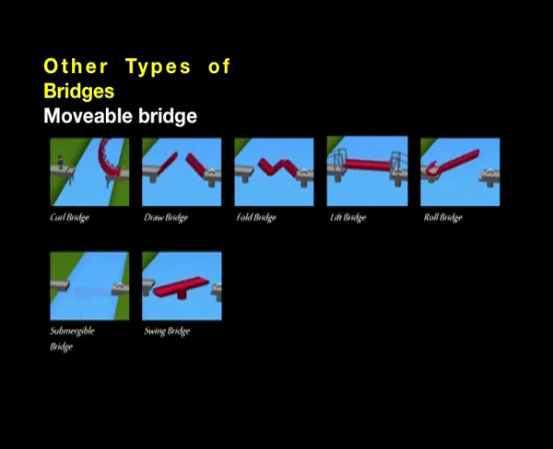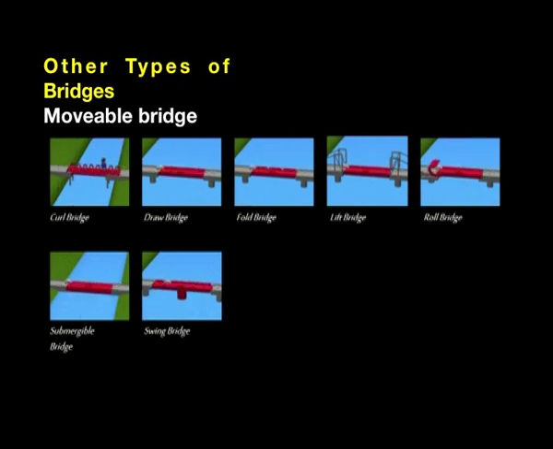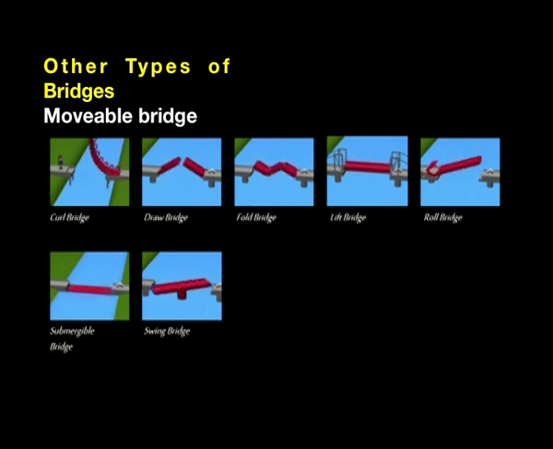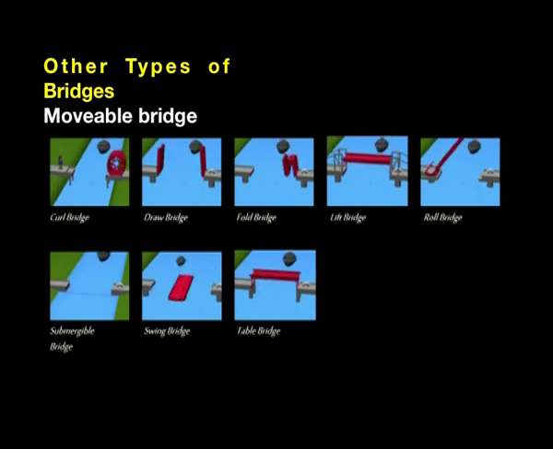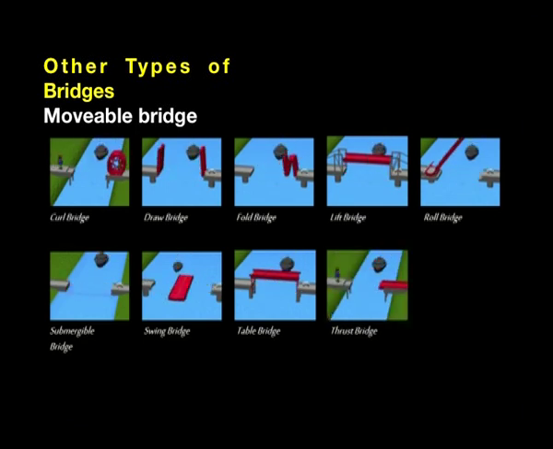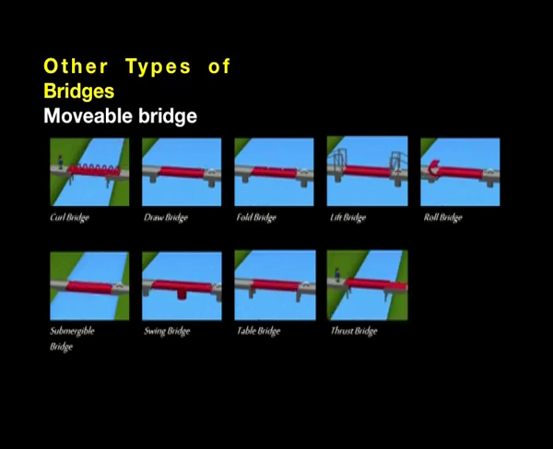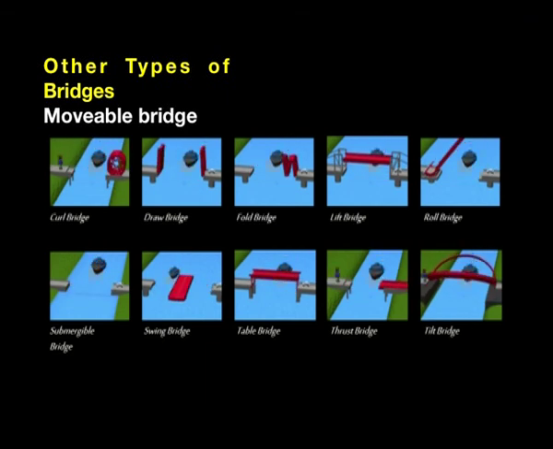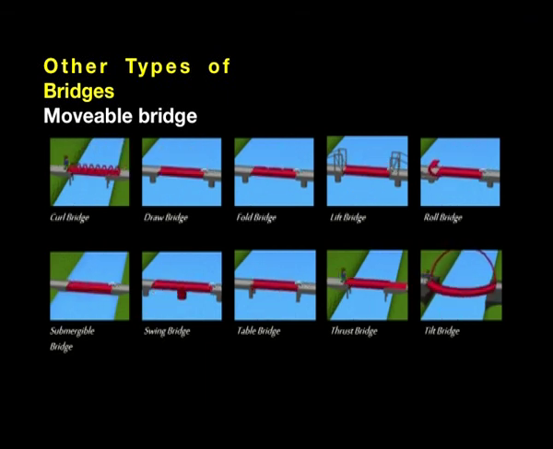Next is the swing bridge, which we saw earlier in the previous slide. When the boat wants to pass through, the bridge swings so that a boat can easily pass through. Next is a table bridge, where the bridge rises on tables to let the boat pass through. Then we have the thrust bridge, which retracts itself. Then we have the tilt bridge, which again we saw on the previous slide.